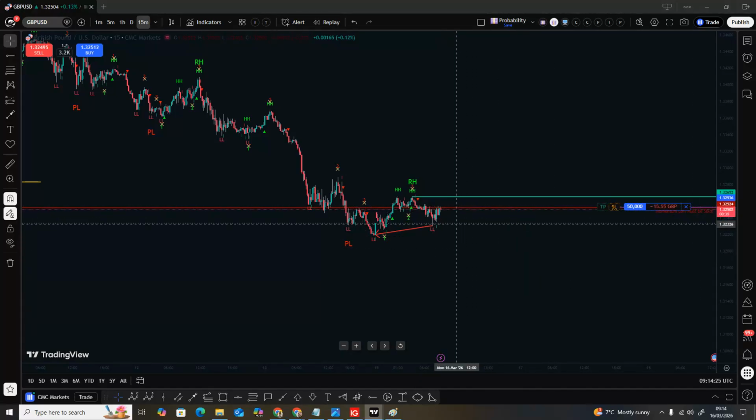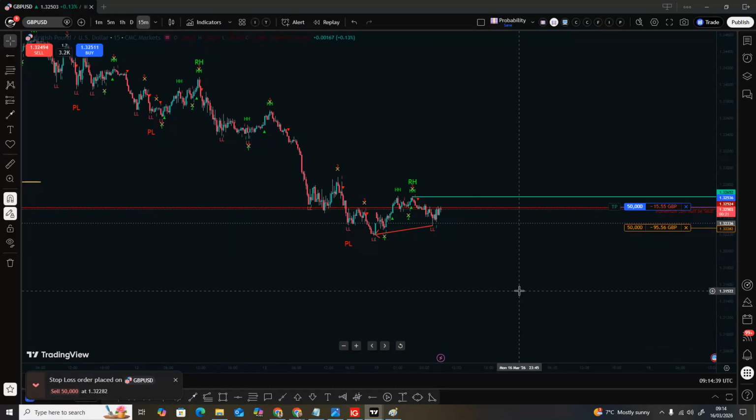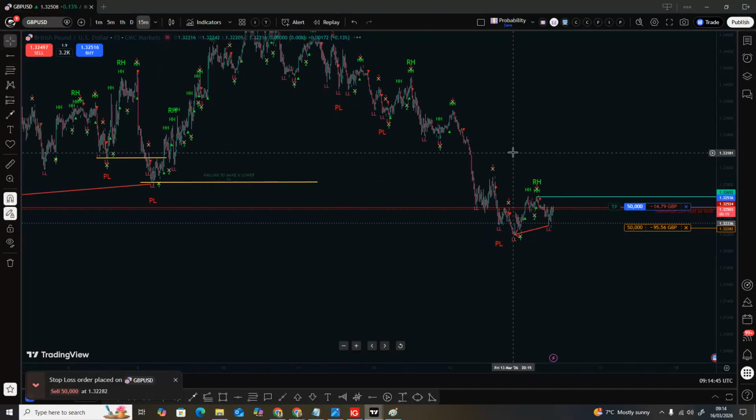132, that's the stop loss there. 132.28, 280, that's it, that's 282. Okay, and that's a trade that I can take without thinking, oh, what's going on.